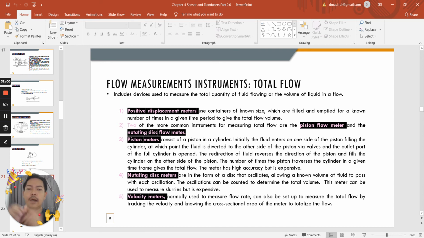Nutating disk meters are in the form of a disc that oscillates, allowing a known volume of fluid to pass with each oscillation. The oscillations can be counted to determine the total volume. This meter can be used to measure slurry, but it is also quite expensive, such as a piston meter. A velocity meter, normally used to measure the flow rate, can also be set up to measure the total flow by tracking the velocity, knowing the cross-sectional area of the meter, to totalize the flow.